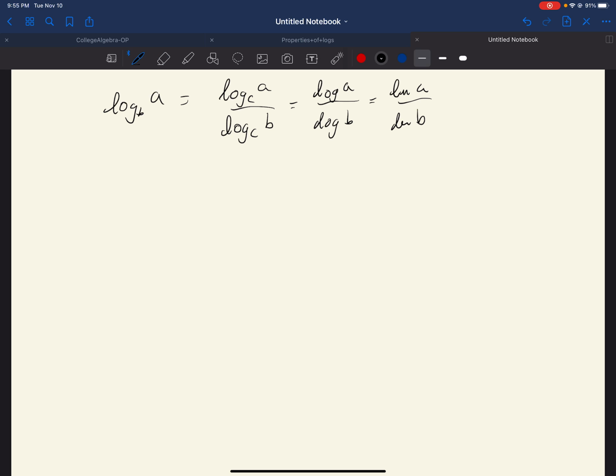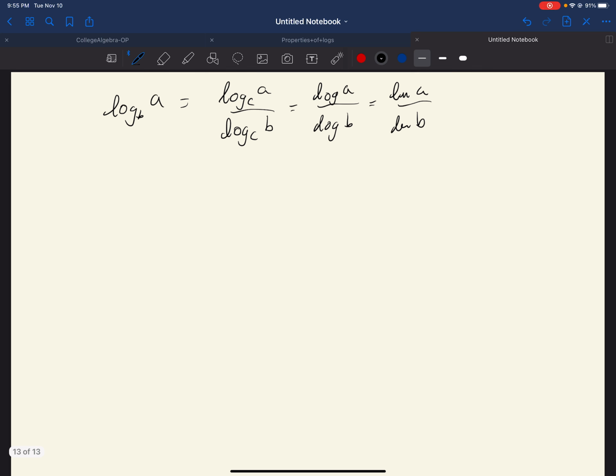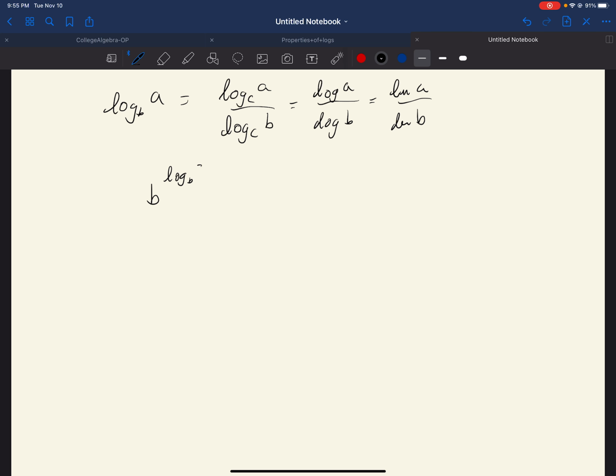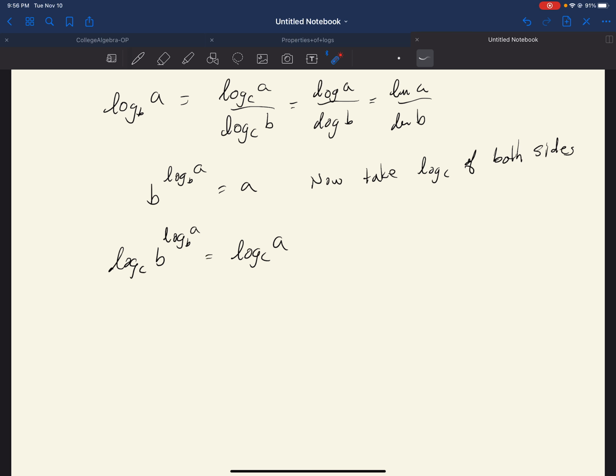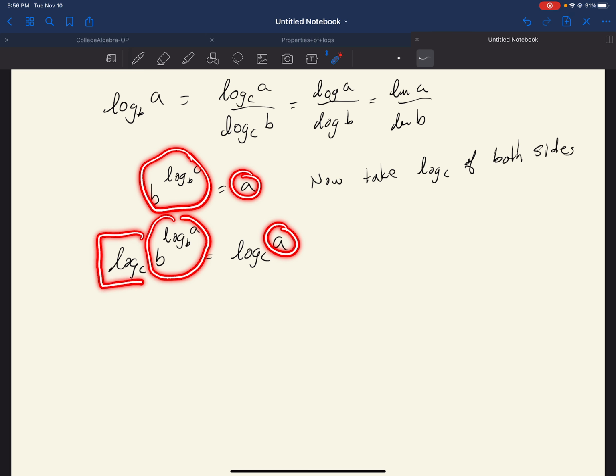So here's what I was saying. In the change of base, if we start with b to the log base b of a, that should just come out to be a. And now I'm going to take log base c of both sides. So I'm going to get log base c of b to the log base b of a equals log base c of a. So all I've done is there's that side and there's that side. All that happened was I added a log base c out front.